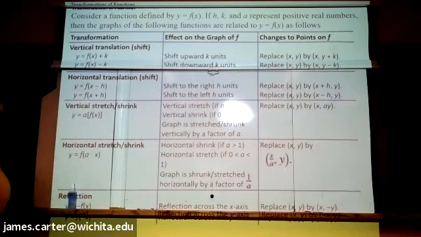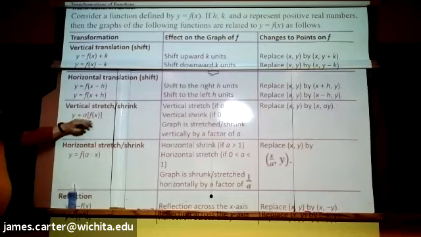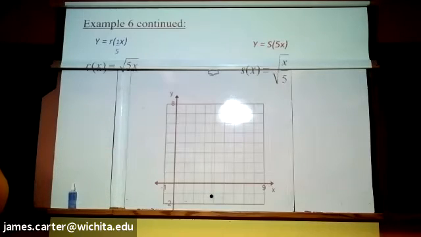Okay. Now, a reflection, we're going to cover that in a little bit. We haven't covered it yet, so we don't need to worry about that bottom set. I know that this part can be confusing when they talk about horizontal stretches and shrinks. Vertical ones are pretty simple, okay? But with the horizontal ones, the language is just backwards to what you would think of.